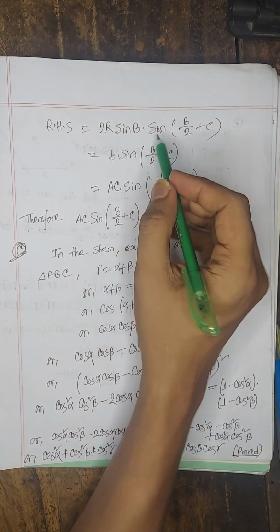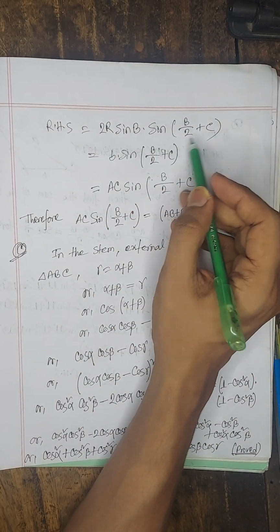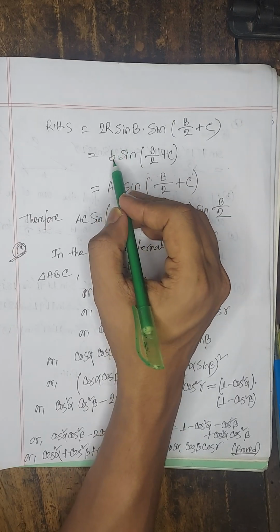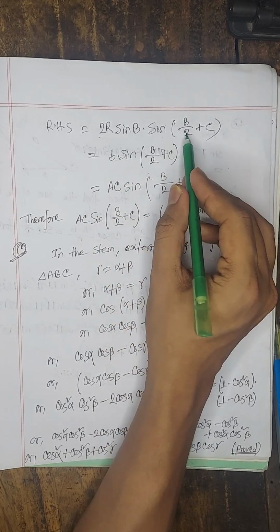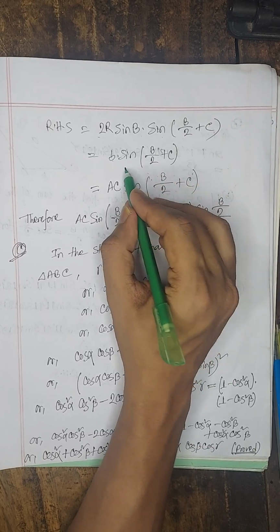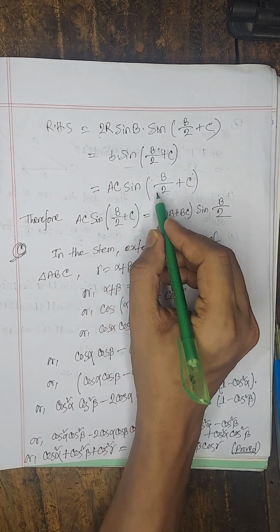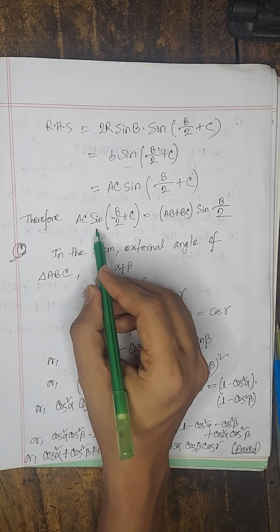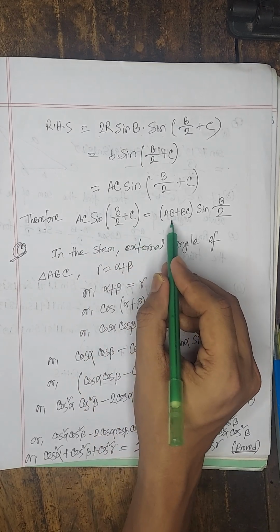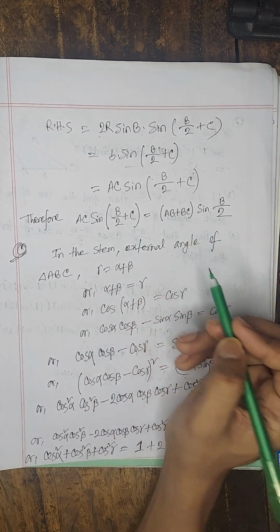Then we get this line: 2R sin B times sin B by 2 plus C. We get b instead of 2R sin B, and sin B by 2 plus C. So AC sin B by 2 plus C, and we get that AC sin B by 2 plus C is equal to AB plus BC times sin B by 2.